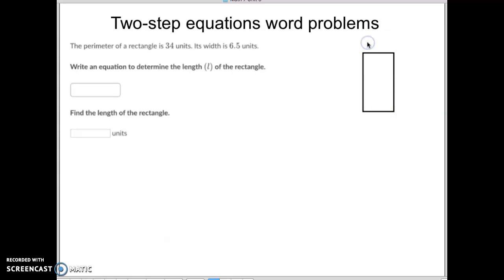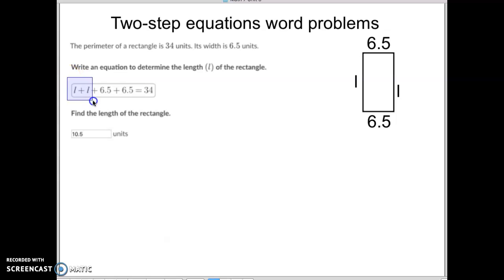we know that the width of this is 6.5, well, if the width of this side is 6.5, then we also know the width of the other side is 6.5. And then it says that it's got a length of L, so L over here and L over here. So it should make sense that our equation for this is simply L plus 6.5 plus 6.5 equals a total perimeter of 34. Then, it says down here, find the length of the rectangle.